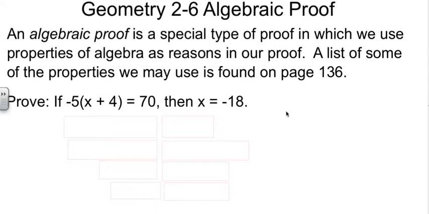Now there are a number of algebraic properties that we're interested in, and rather than tie up all your time having you read them off the screen while I read to you, I'm going to direct you to look on page 136. You'll find a list of properties that we're interested in. Things like the addition property, the subtraction property, the transitive property. They're all found on 136.